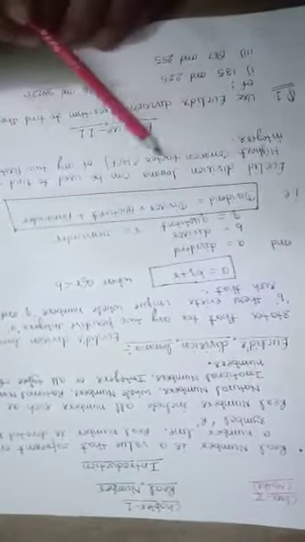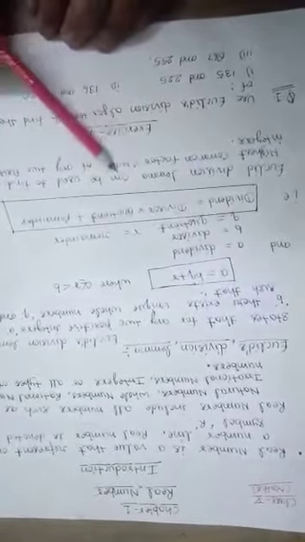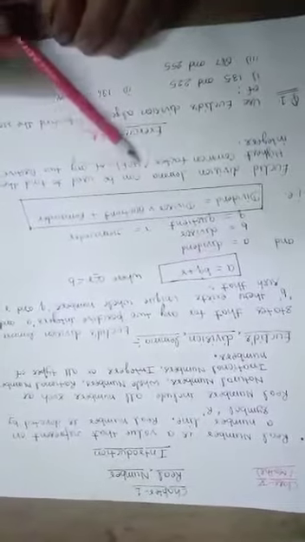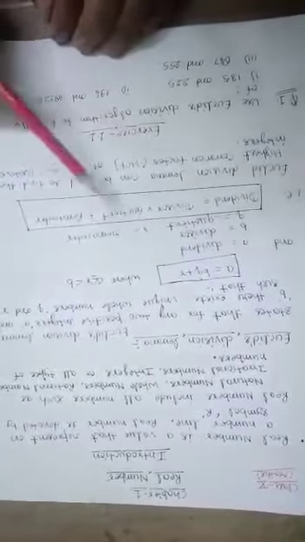Euclid's division lemma can be used to find the highest common factor, HCF, of any two positive integers. That means we find the HCF of any two positive integers by using Euclid's division lemma. Let us start exercise 1.1.